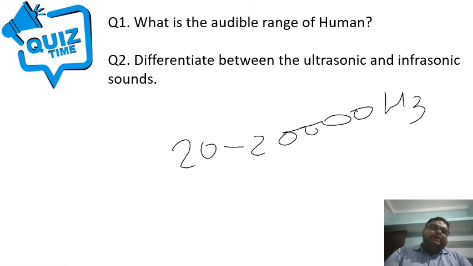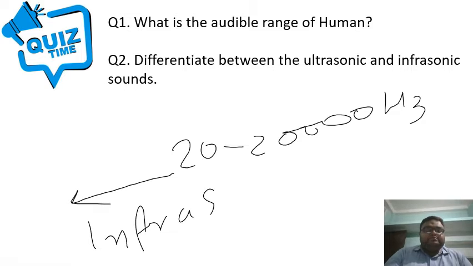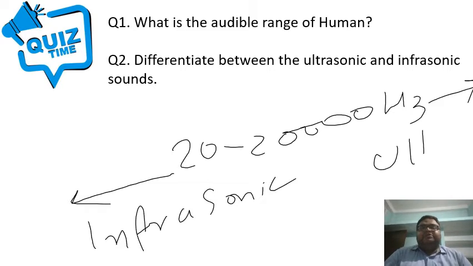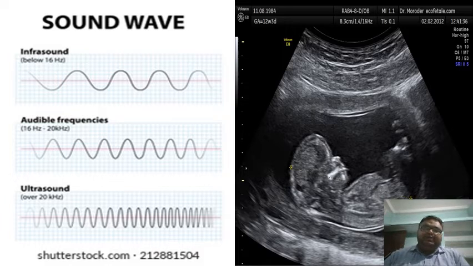So the sound that is less than 20 hertz is called infrasonic, right? And the sound that is more than 20,000 hertz is called ultrasonic, right, students? The sound that is below 20 hertz, we call infrasonic, and the sound that is above 20,000 hertz, we call ultrasonic sound. Right, students? Now, let's look at this picture.